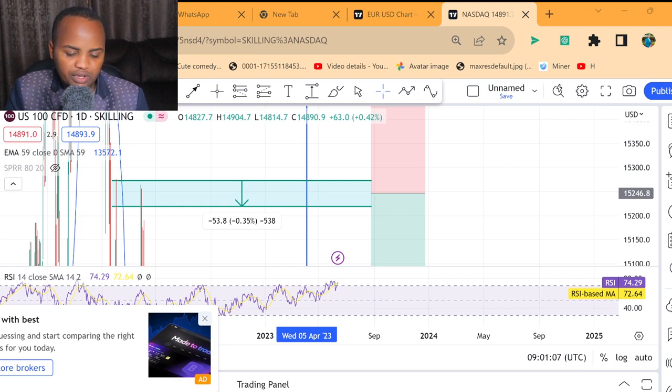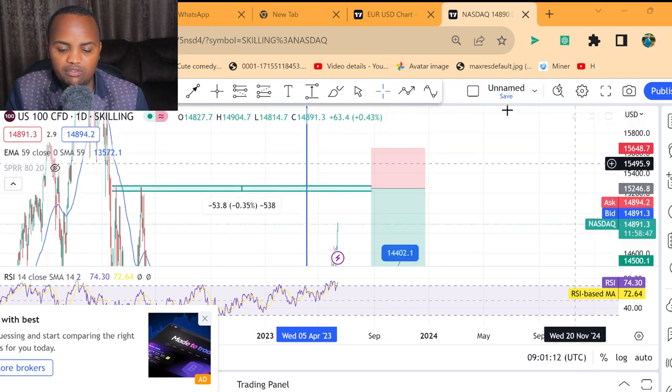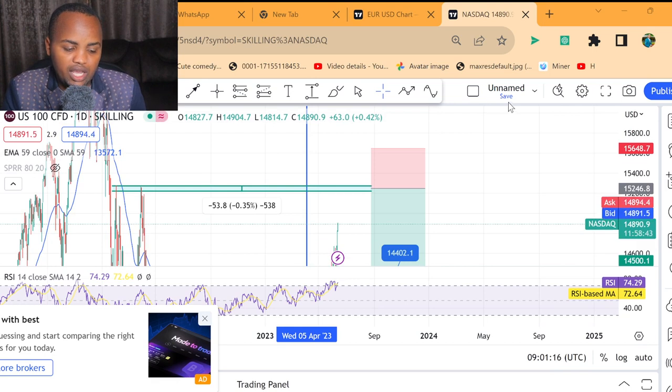Now that sounds very interesting. If this is your first time, just try this with a demo account, and when you see the result, if you have been applying it, let me know in the comment section.